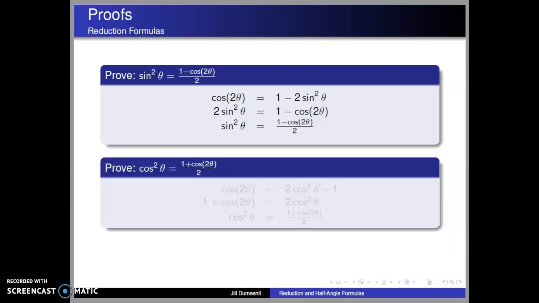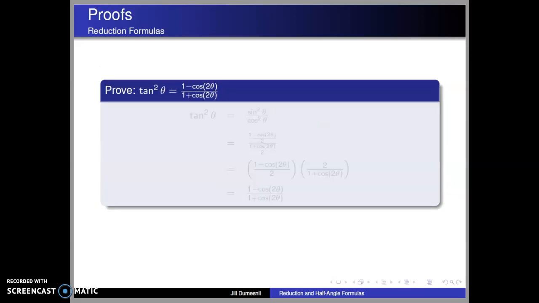Similarly, we prove cosine squared theta is 1 plus cosine 2 theta over 2. This time we start with the identity cosine 2 theta equals 2 cosine squared theta minus 1. Then we add 1 to both sides and divide by 2.